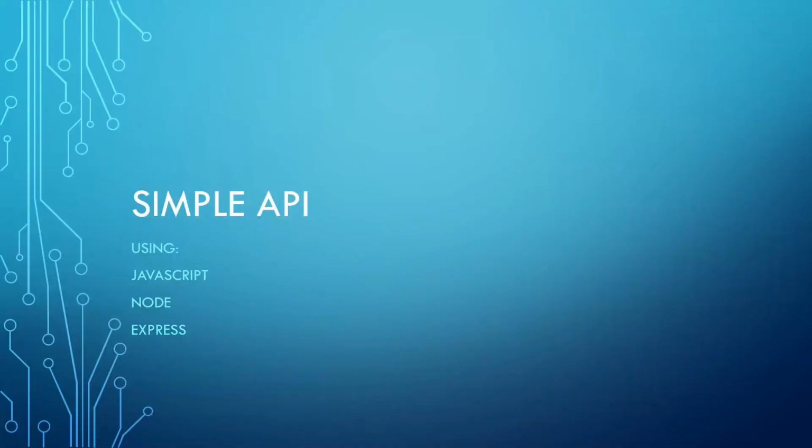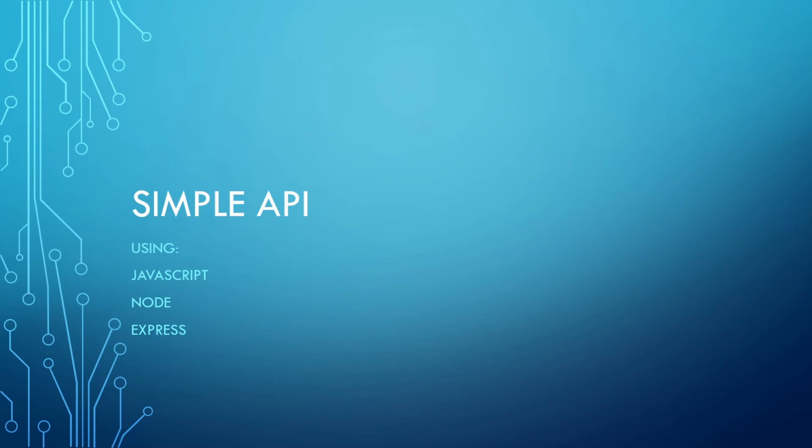Before we get into the actual coding, I want to go over a few concepts so that you better understand what we're actually going to be building. So first off, we're going to be building a simple API using JavaScript, Node, and Express. JavaScript is a programming language that's designed primarily to be used for web browser-based apps.